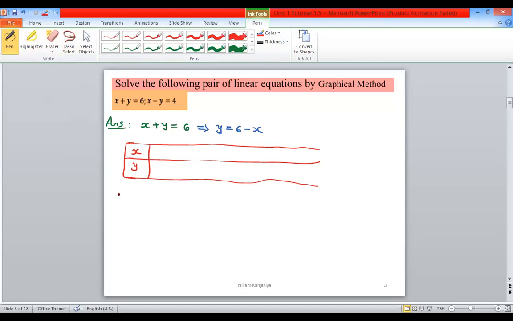First of all, you can choose x, it's your choice. You can take x as anything which you like. But students, choose the x which makes your equation easy.